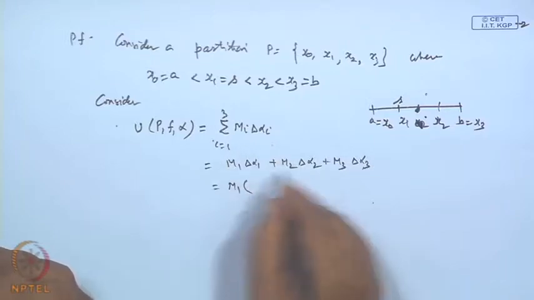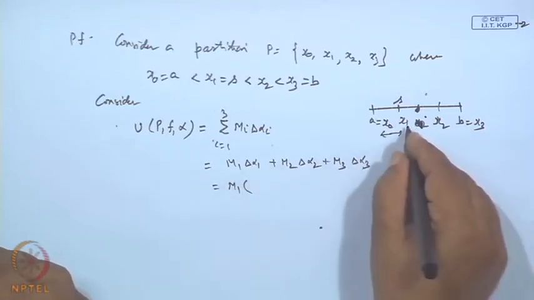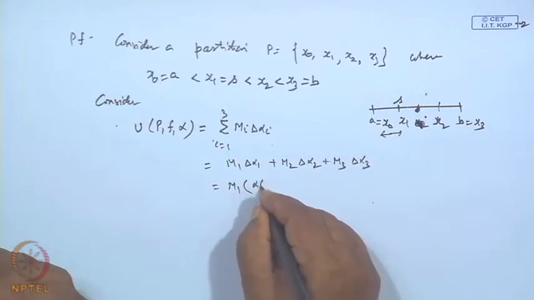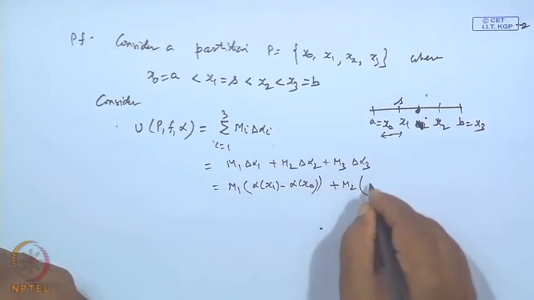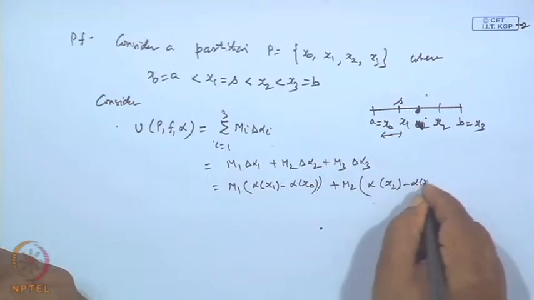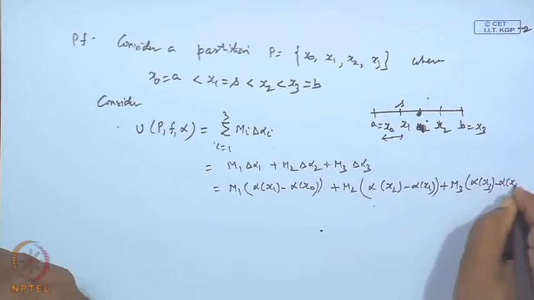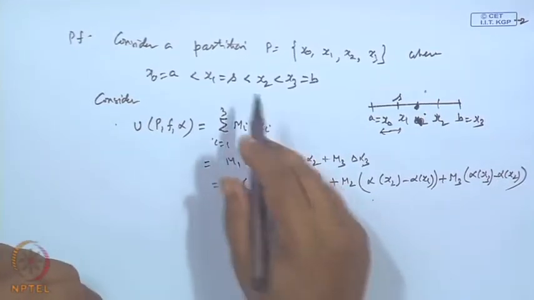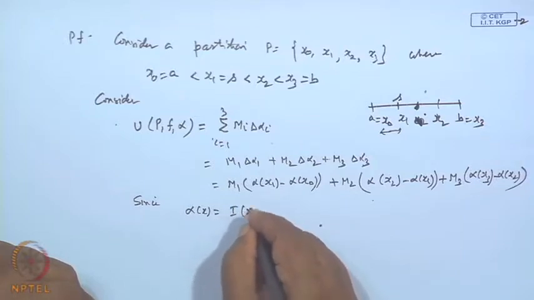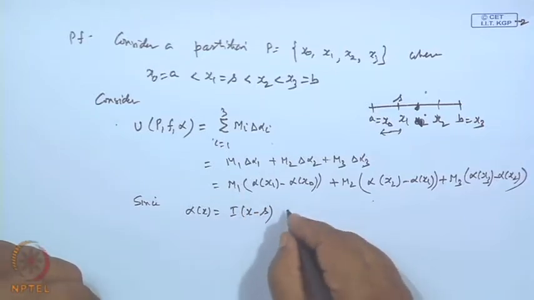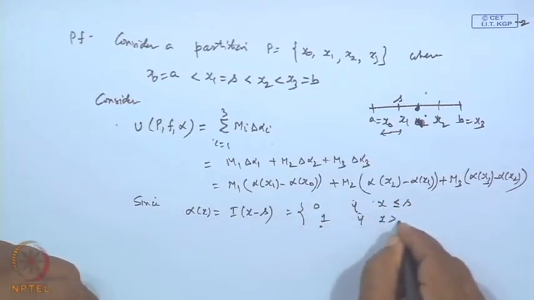further expand it, delta alpha 1 means it is defined over this interval. So, choosing alpha(x1) minus alpha(x0), this is our M1, then M2 times alpha(x2) minus alpha(x1), then plus M3 times alpha(x3) minus alpha(x2). This is by definition. Now, since our alpha(x) is given to be I(x minus s), is it not? So, the value is 0 if x is less than or equal to s, and 1 if x is strictly greater than s.